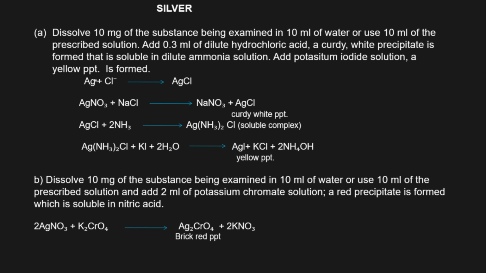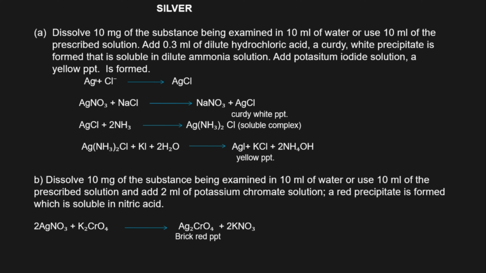The next cation which we have to deal here is silver. The first method for its identification is as under. Dissolve 10 mg of the substance being examined in 10 ml of water or use 10 ml of the prescribed solution. Add 0.3 ml of dilute hydrochloric acid. A curdy white precipitate is obtained that is soluble in dilute ammonia solution.